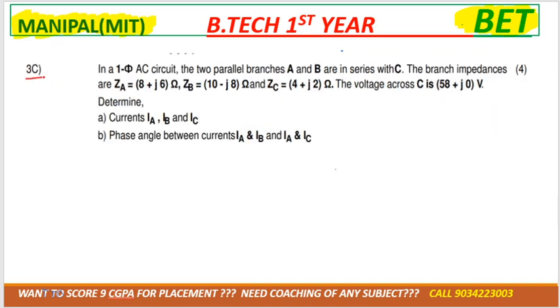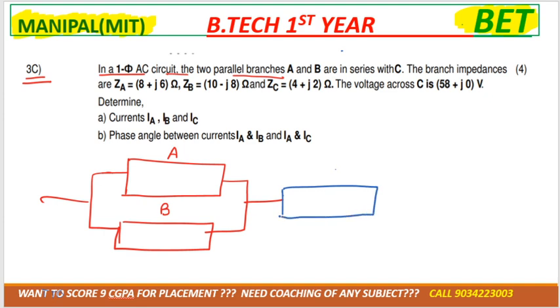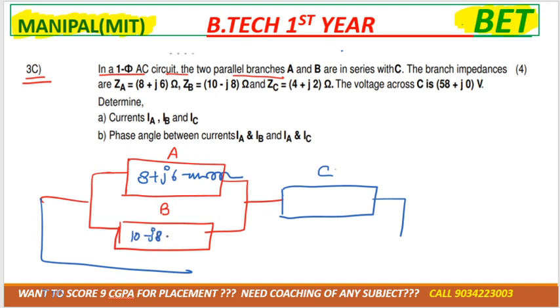Now see, this is also a parallel circuit based question. In a single phase AC circuit, we have two parallel branches. This is A and this is B. Both are connected in parallel like this, and in series with C. The branch impedance ZA is 8 plus J6, which means it is a combination of R and L. ZB is 10 minus J8, which means it is a combination of R and C.